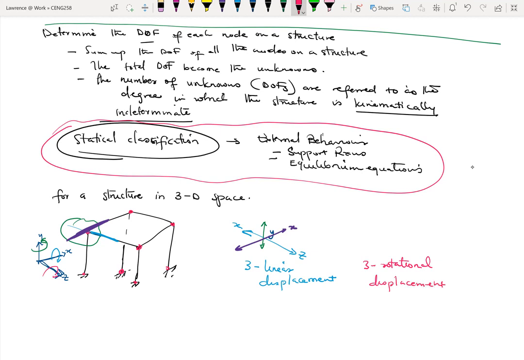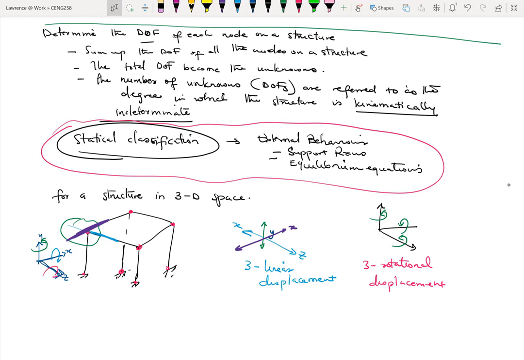So that if you have something like this, then you have rotation about this, rotation about that, and rotation about that. So our nodes can have rotations about both the X, Y, and Z axis.